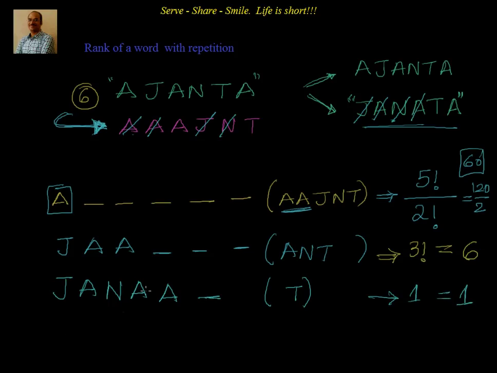Once you are done with A, you will go to T. Once you strike off T, you have to go back to the starting position. There you have your A. So the last word we get, for the rank of Janata, is Janata itself: JANATA. That's again 1. So in total we have 60 plus 6 plus 2, that's equal to 68. So the rank of Janata is 68.